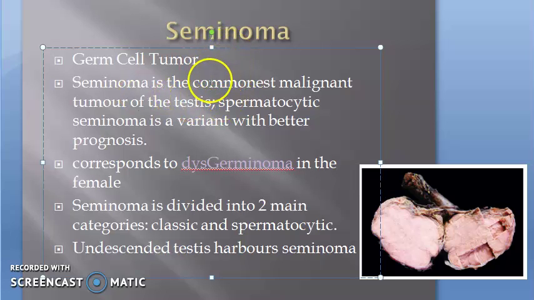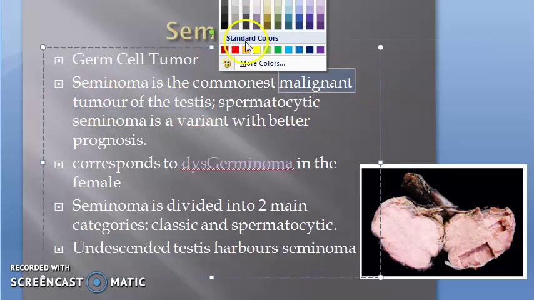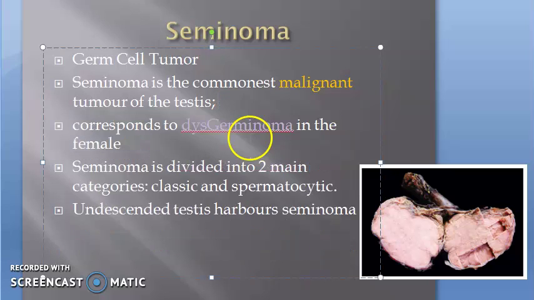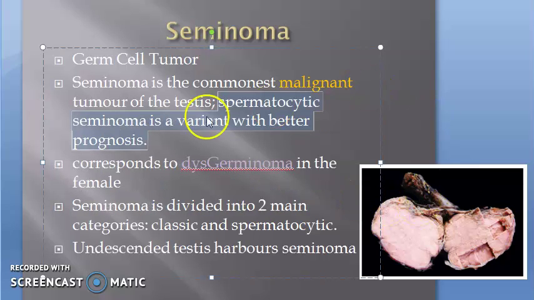It's a germ cell tumor. It's the commonest malignancy. Malignant. So it's malignant. Remember, let's make this word red. It's a malignant condition, and there are two types, classic and spermatocytic. Spermatocytic has better prognosis. In females, it corresponds to dysgerminoma. Okay, spermatocytic has better prognosis. Can we retain that information? Spermatocytic variation has better prognosis.